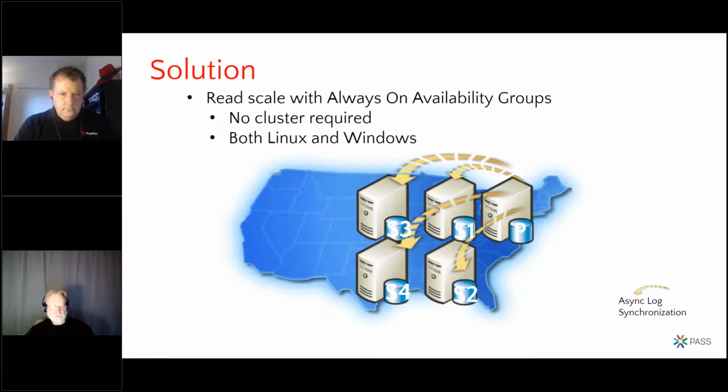So the post would go to the primary and then be replicated out to all the secondaries, while the secondaries were serving out all the read traffic for all the users that are reading posts. So that was a nice solution for those problems.